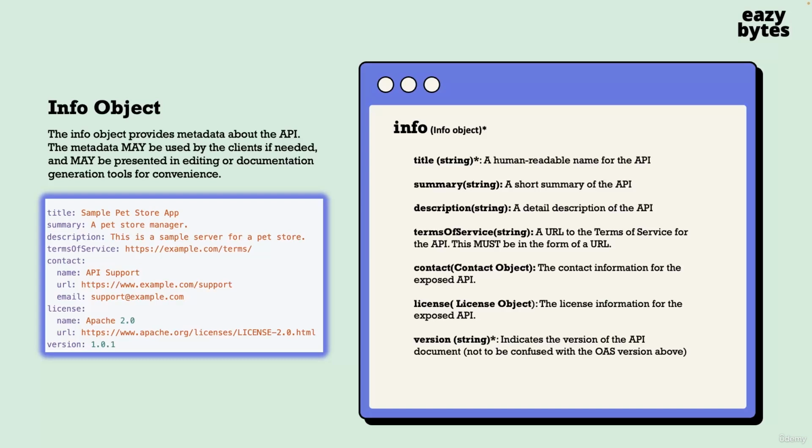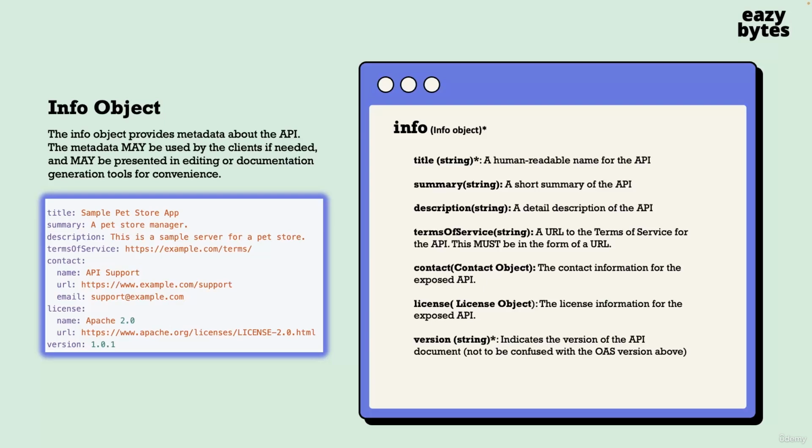The info object itself is a mandatory root element. That's why you can see the asterisk mark against it. And inside the info object, we can write the title. So title is a mandatory field. Under the title, we can just mention what is the title of your OpenAPI specification.